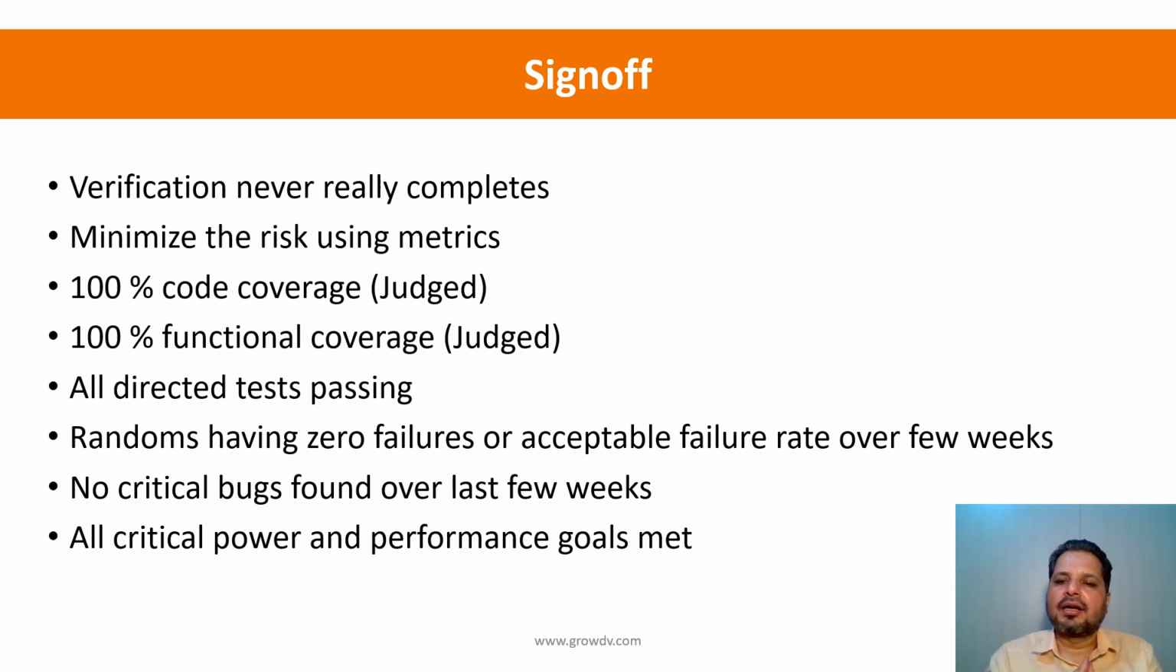And then you also look at the history for the past few weeks to make sure that no critical bugs are found. What's the rate of bugs that we have found? And then you check whether all your critical power and performance goals have been met. And using all these metrics, you arrive at a conclusion that we have met the necessary verification quality criteria that we can now tape out this particular chip. That's how the sign off happens. And sign off is the final phase of our verification process.